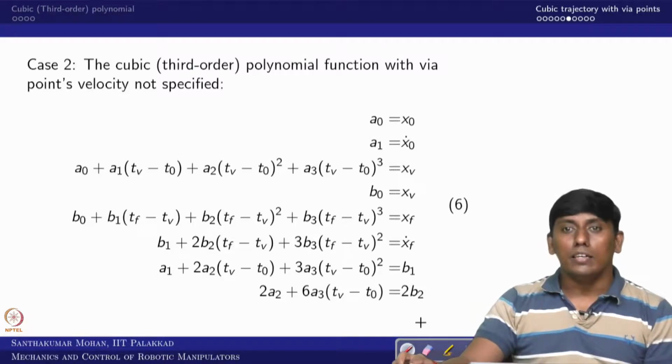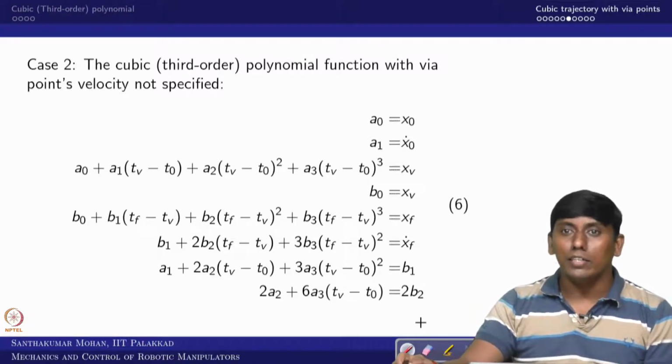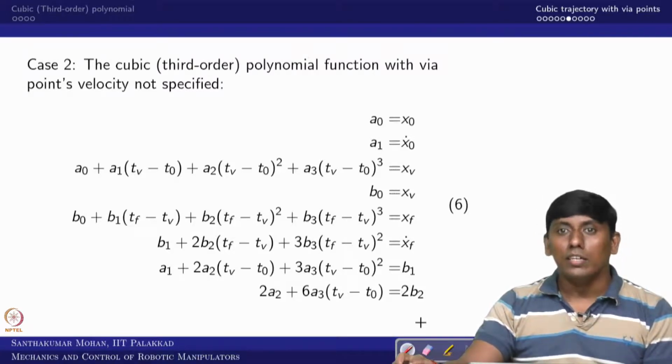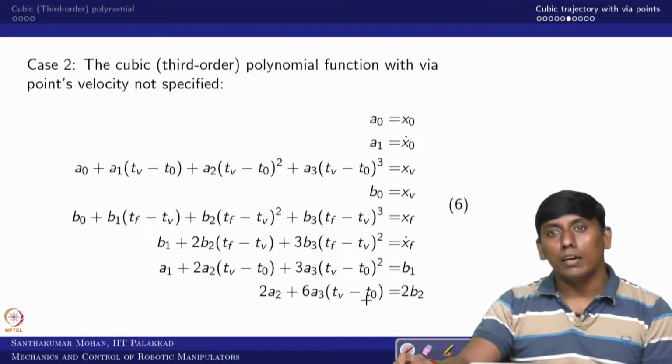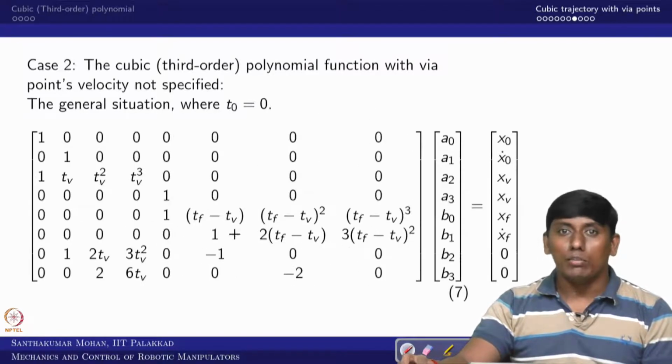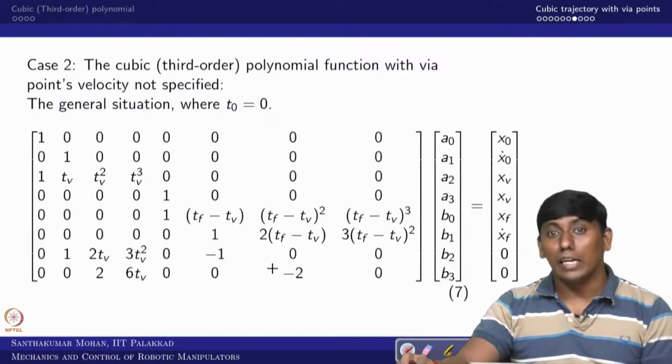Similarly, the first segment's final acceleration is equal to the second segment's initial acceleration, so the 2b2 can be equated like this. Now the earlier equation is modified. There are still 8 unknowns and 8 equations, so we can bring in this slightly modified A matrix.